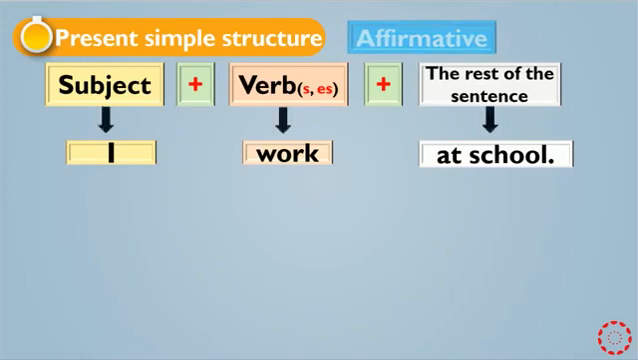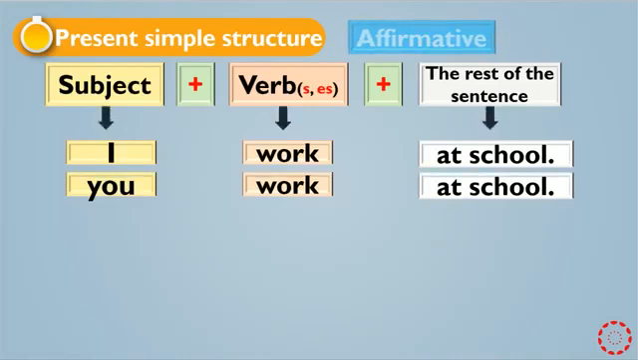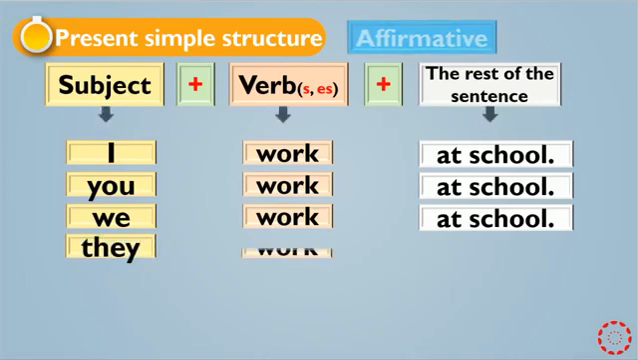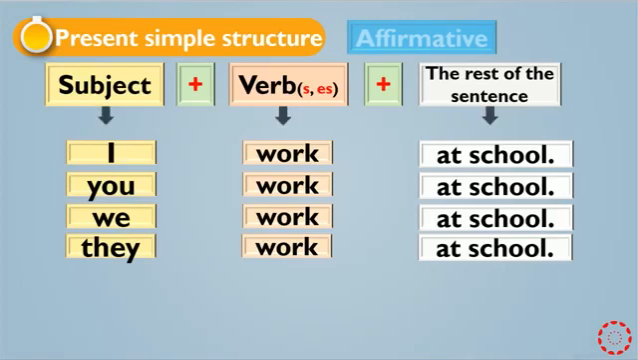So we don't add s to the verb because the subject is I. You work at school. Again, we don't add s or es to the verb because the subject is plural, which is you. We work at school. Again, we don't add s or es to the verb because we is plural. They work at school. The same.